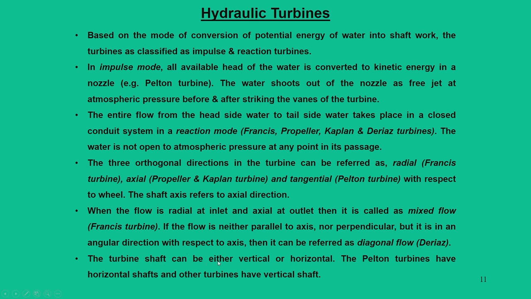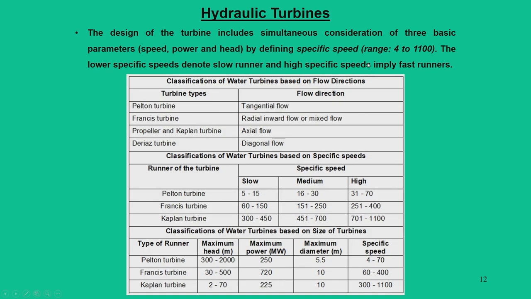Now, the turbine shaft can be either vertical or horizontal. Pelton turbines have a horizontal shaft, while other turbines have vertical shafts. The last feature of classification is specific speed. More details about the definition of specific speed will be discussed in the subsequent class. But the bottom line, or the physical significance of specific speed for the turbine, is that a low specific speed denotes a slow runner, and a high specific speed denotes a fast runner.